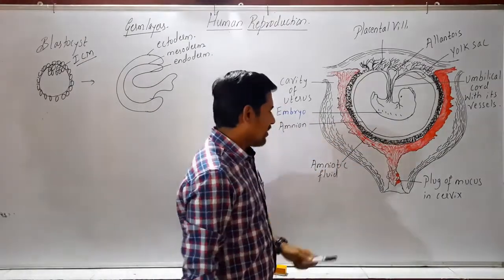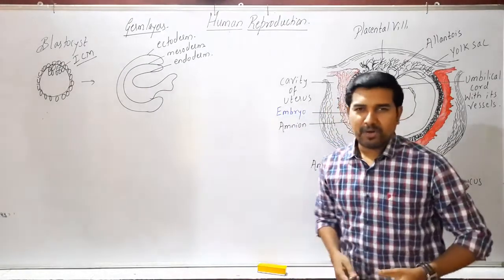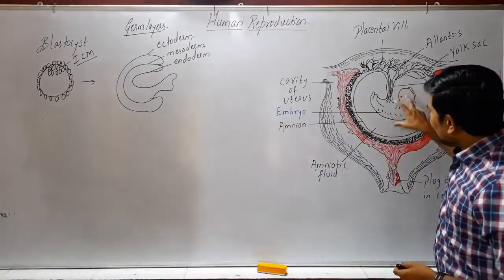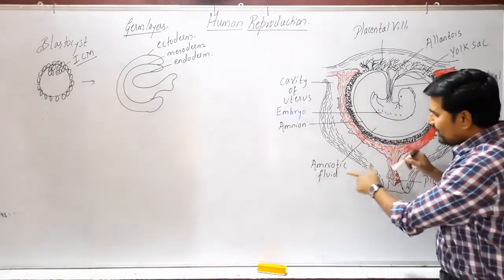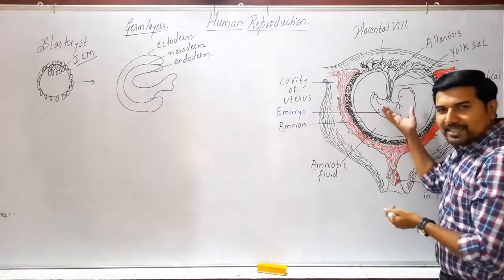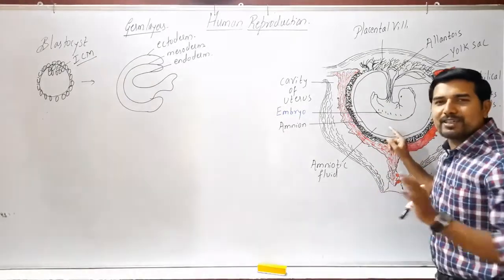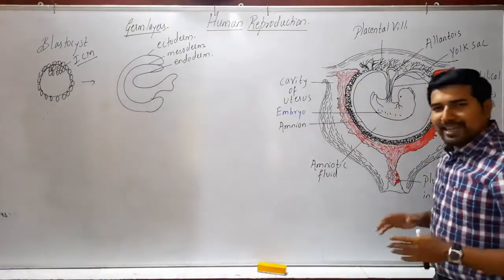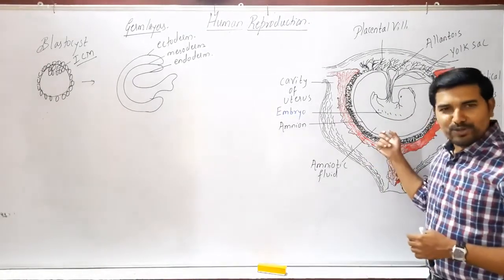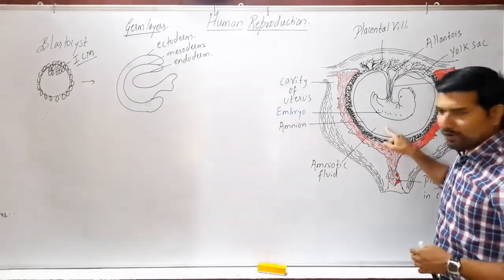In the amniotic fluid, the embryo will be growing. So the embryo is present in the amniotic fluid. This amniotic fluid, as it is floating here, acts like a shock absorber, and it prevents injury to the embryo from mechanical shocks also. So this is regarding the fluid.